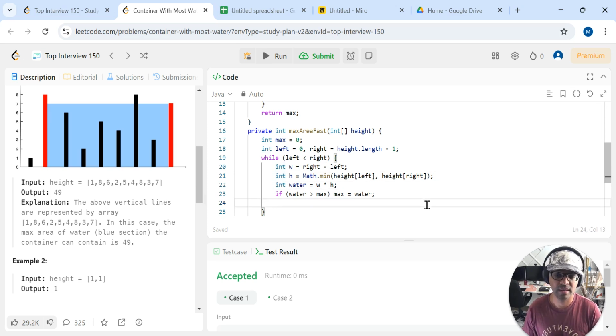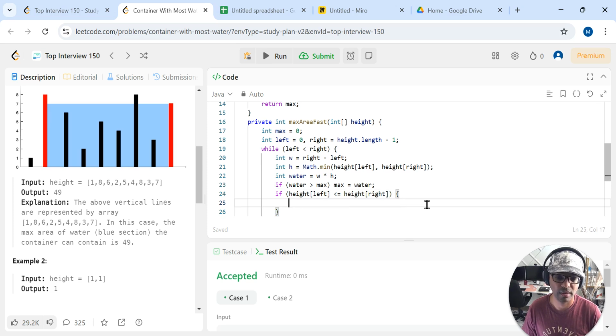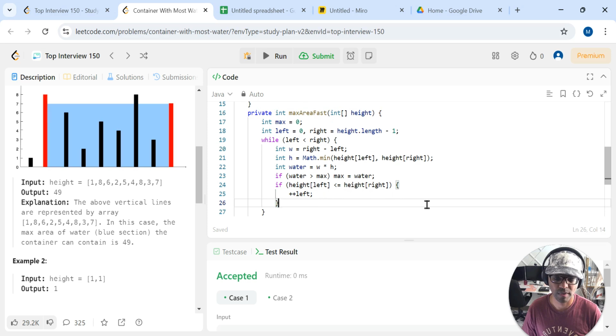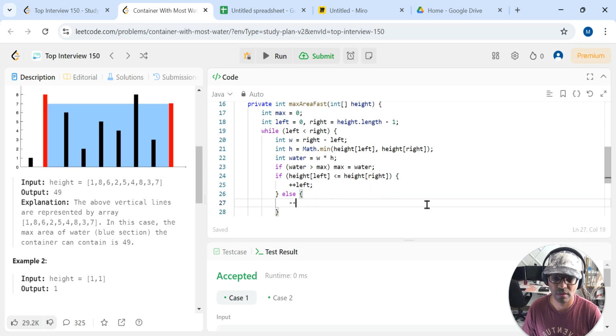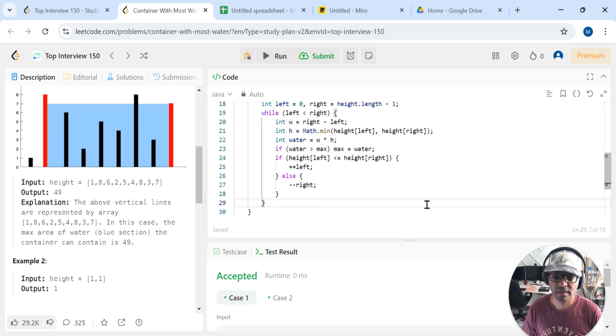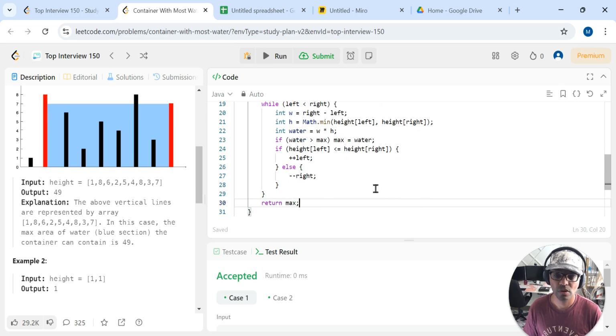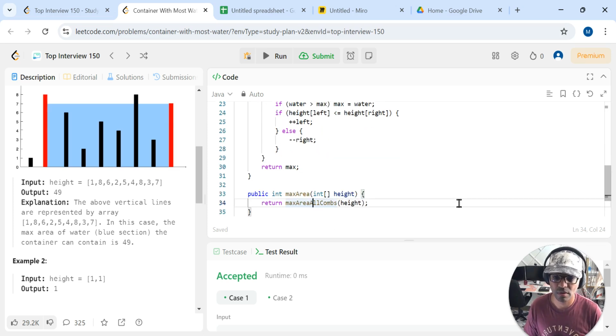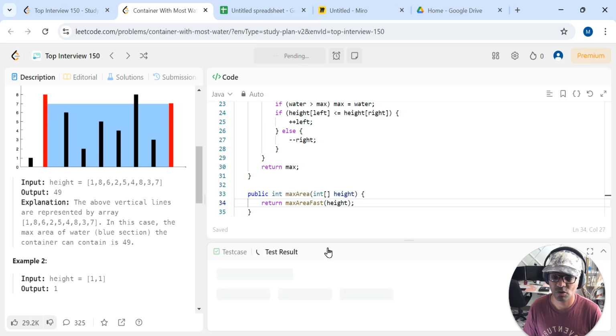Okay, and then what do we do? We either update left or right, and that depends on the height. So if the height of left is less than, and equal to can go either way, if the heights are equal, it doesn't matter which one we change. So I'm just going to arbitrarily pick equal to on the left side. Then we do plus plus left, and else we do minus minus right. And that's pretty much it. So we just implemented the same algorithm we just talked about. Now let's convert this to calling the faster version, and run it and make sure it actually works.